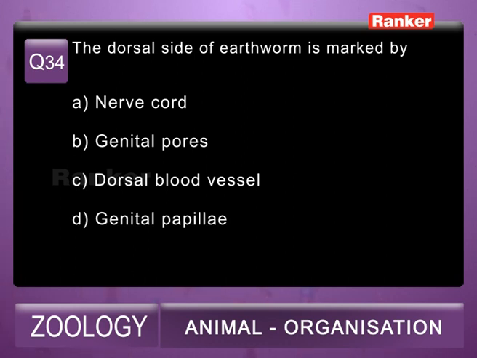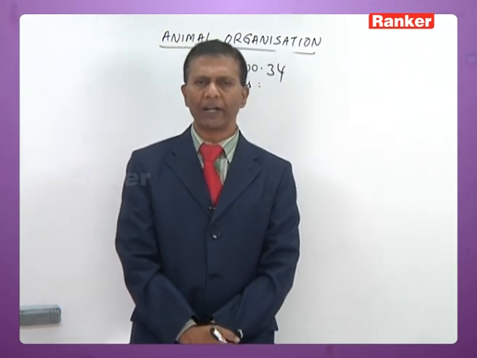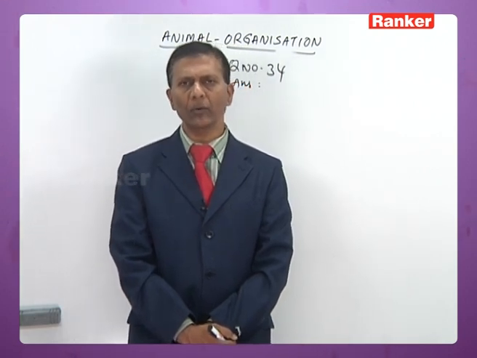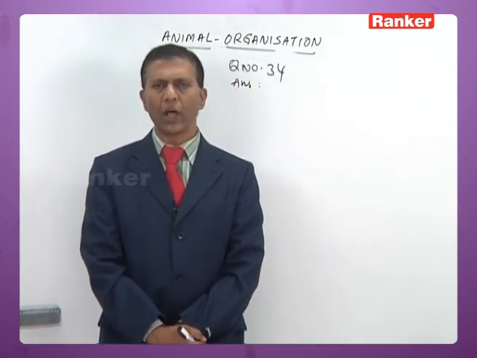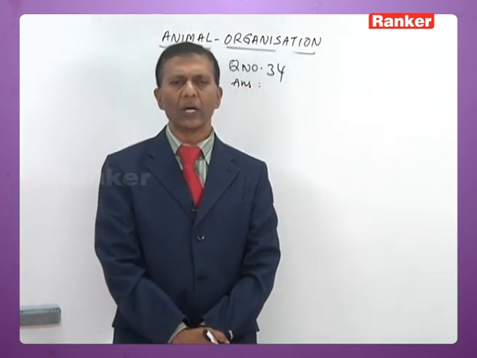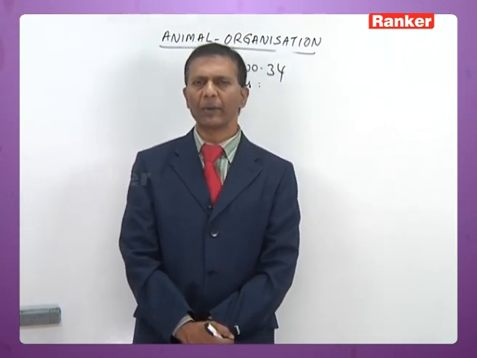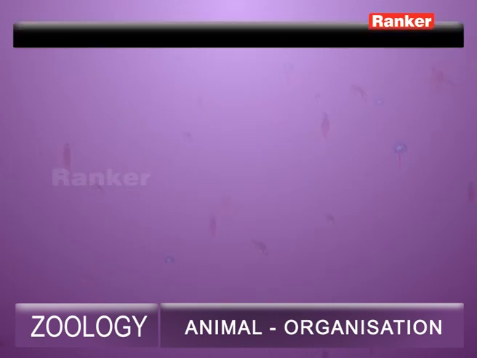34th question. The dorsal side of the earthworm is marked by A. nerve cord, B. genital pores, C. dorsal blood vessel, D. genital papillae. In the earthworm you can identify dorsal and ventral surfaces by two characters. The dorsal surface is dark and the ventral surface is pale. The dorsal surface is dark due to the presence of a pigment called porphyrin. Apart from that, on the dorsal side a dark line is present along the mid-dorsal line. That is due to the dorsal blood vessel just below the skin. The dorsal blood vessel is the thickest and longest blood vessel in the earthworm, and it appears externally as a dark line. So by means of the dark line and porphyrin pigmentation, you can distinguish between dorsal and ventral surfaces in the earthworm. So the 34th question's correct answer is C, dorsal blood vessel.